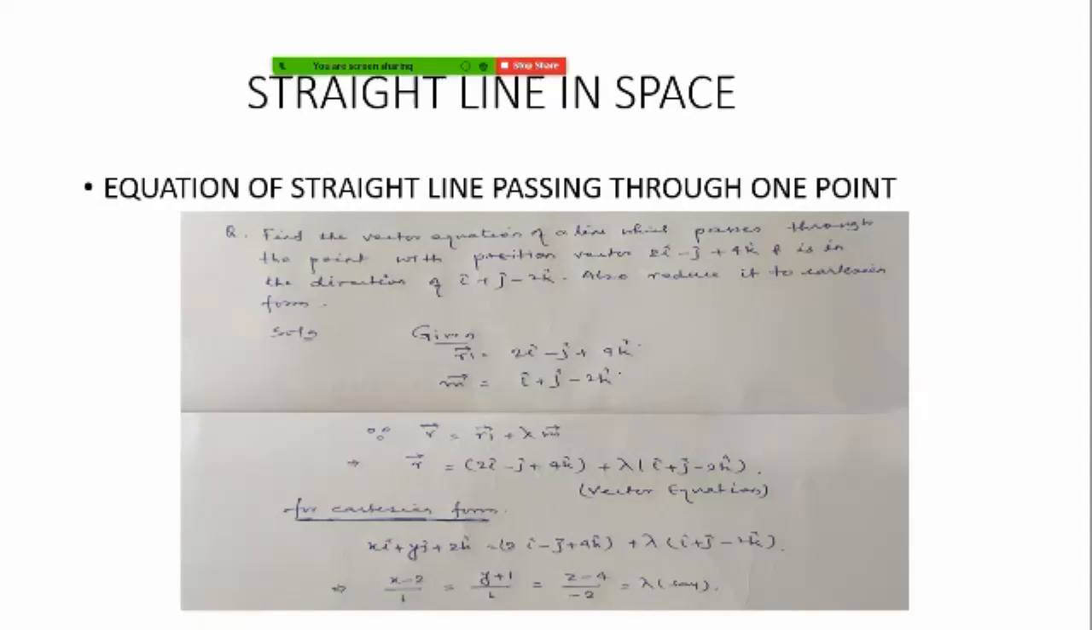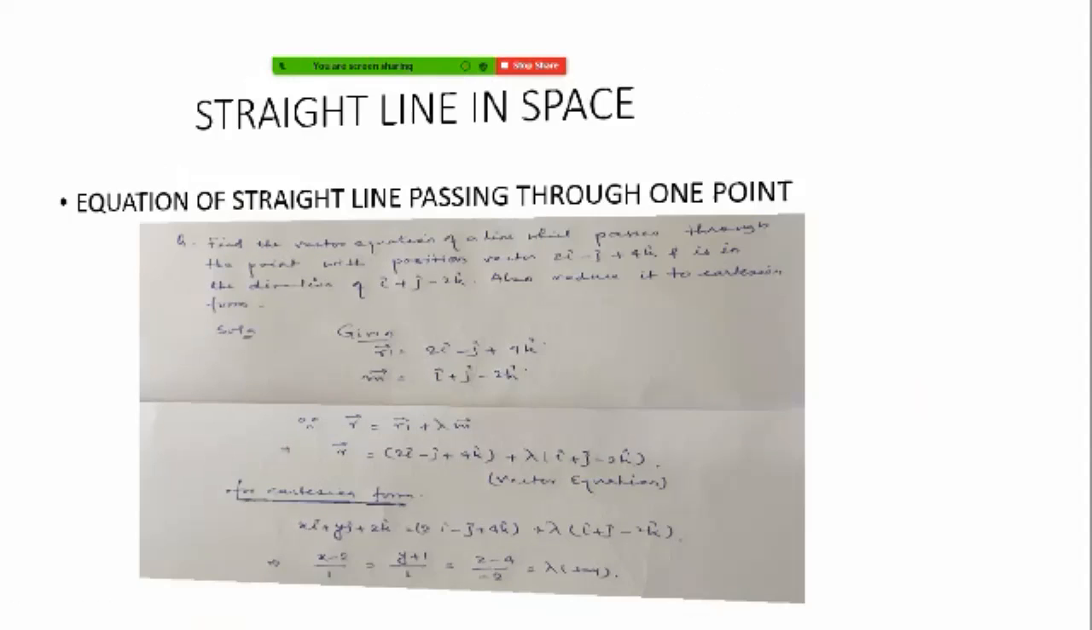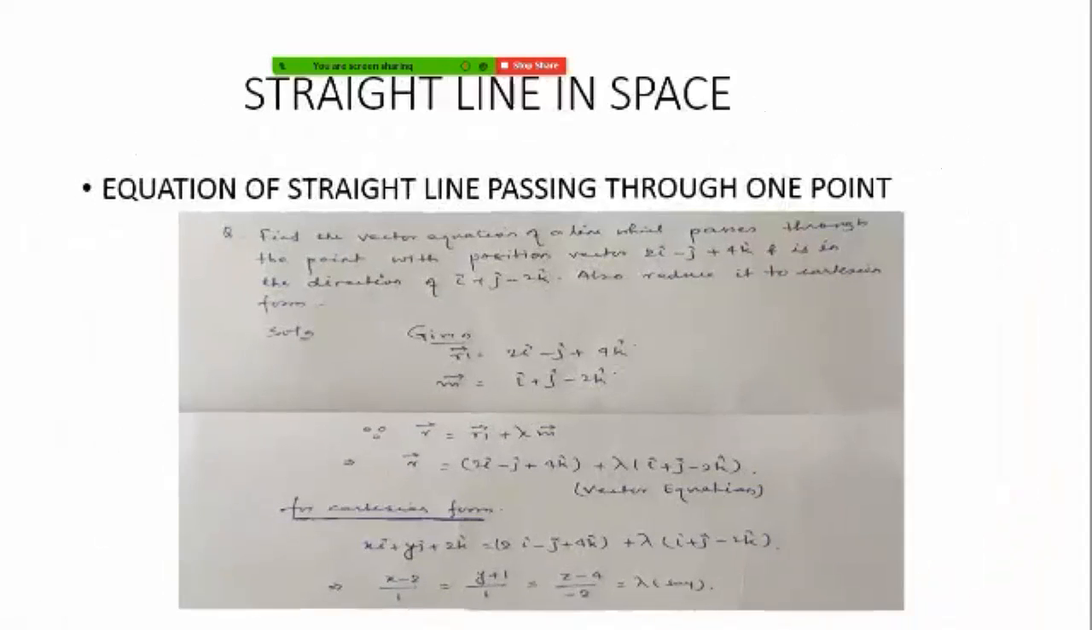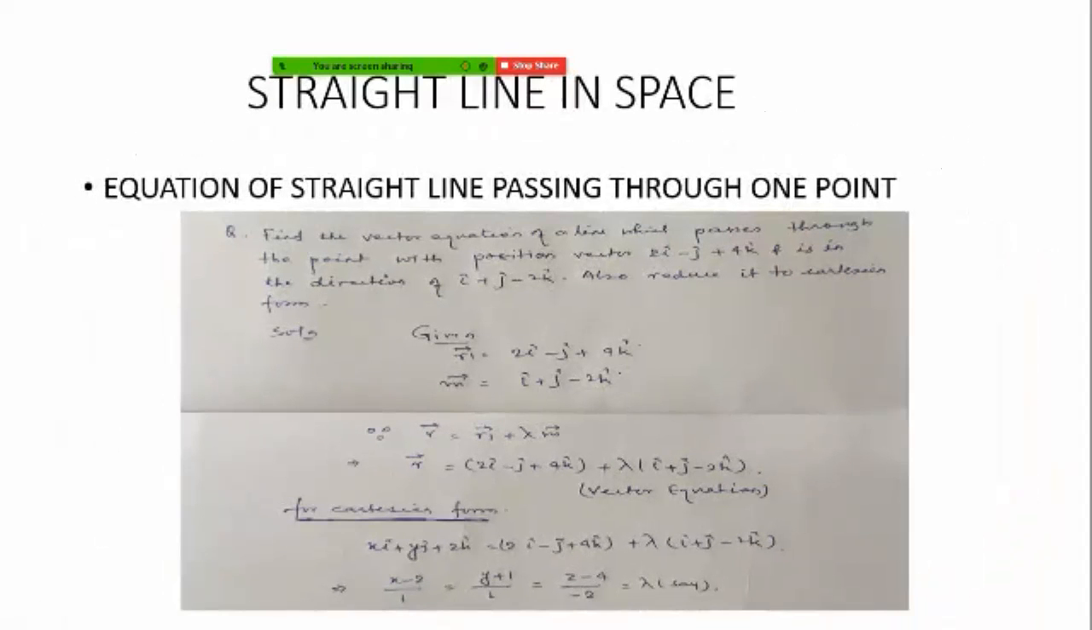So first of all, my dear children, in the board examination, you will have to copy the information given in the question by specifying it with letters. Like here, taken r1 as 2i cap minus j cap plus 4k cap, and m is given as i cap plus j cap minus 2k cap. So we will have to write the equation here, and then only substitute the values to obtain the vector equation of the straight line.